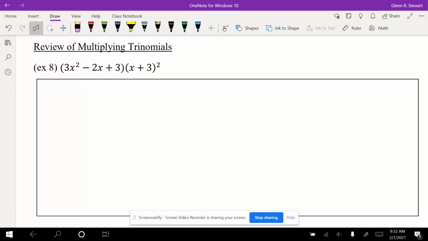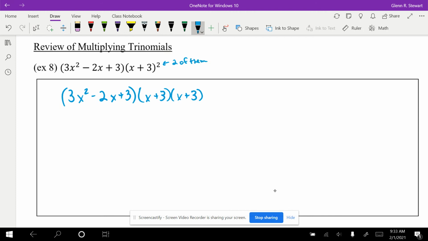This is a review of multiplying trinomials. So I'm going to show you first how to multiply the binomials, and then we'll talk about that big trinomial. For those of you that don't exactly know what I'm talking about, we have to multiply 3x squared minus 2x plus 3 times x plus 3 times x plus 3. Remember, this little exponent or degree means that there's 2 of them. Now, you could do x plus 3 and distribute it throughout the first trinomial if you wanted to.